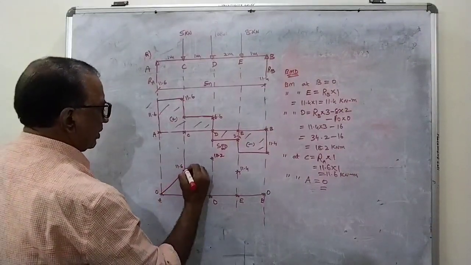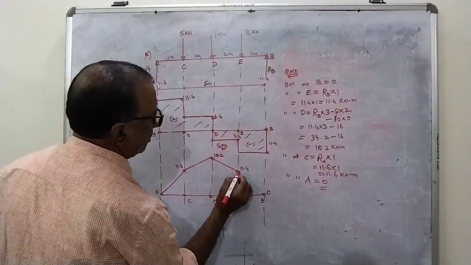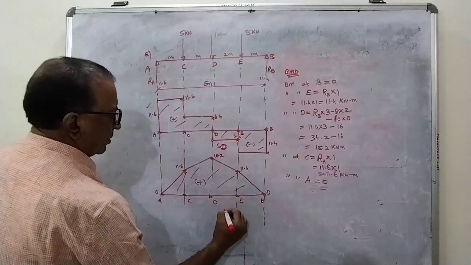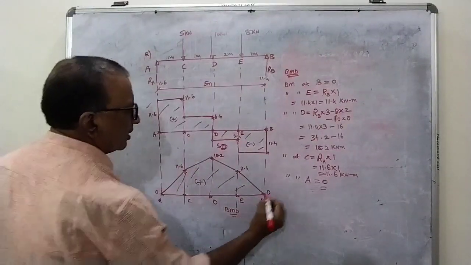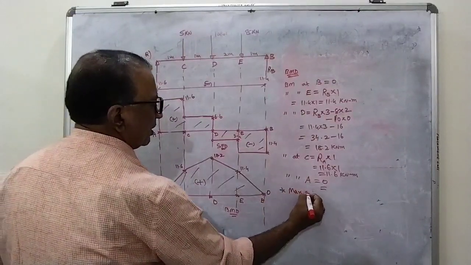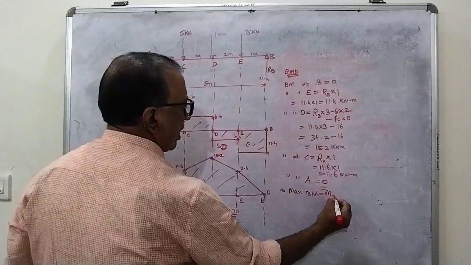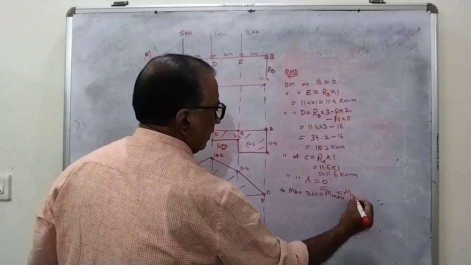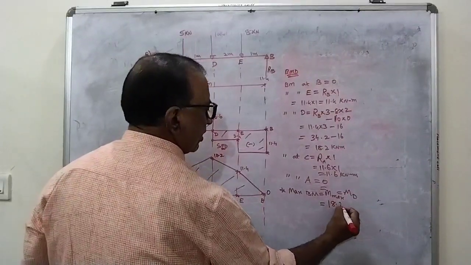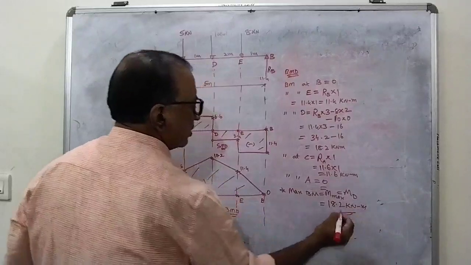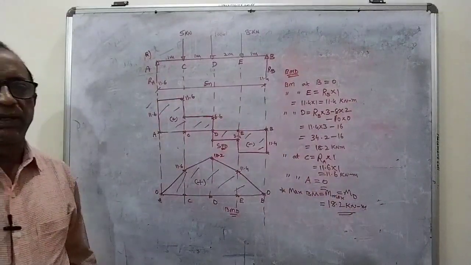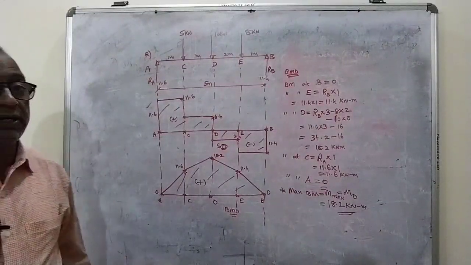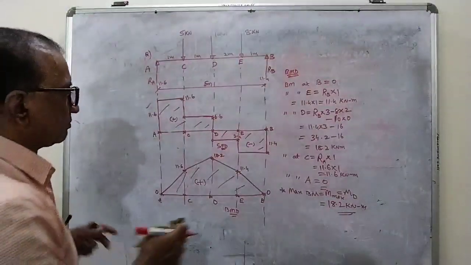So if I join simply by straight line, why? Because these are point loads, the bending moment diagram is linear. So this is your bending moment diagram. When you compare the values, where are you getting the maximum bending moment? At D I am getting MD, that is equal to 18.2 kilonewton meter. So from the figure it is clear that the bending moment is maximum at the point D and is equal to 18.2 kilonewton meter.